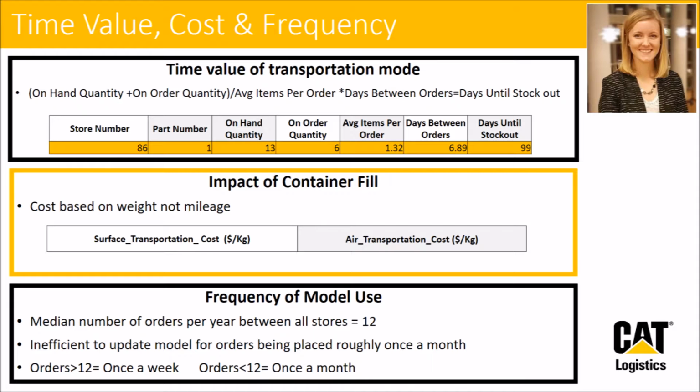First, regarding the time value of transportation mode, we took into account the days until stockout and the lead time. We calculated the days until stockout by adding the total inventory on hand and on order, and then dividing it by the average items per order. We then multiplied this figure by days between each order, which was easily calculated by dividing 365 days by the given value of total order lines.